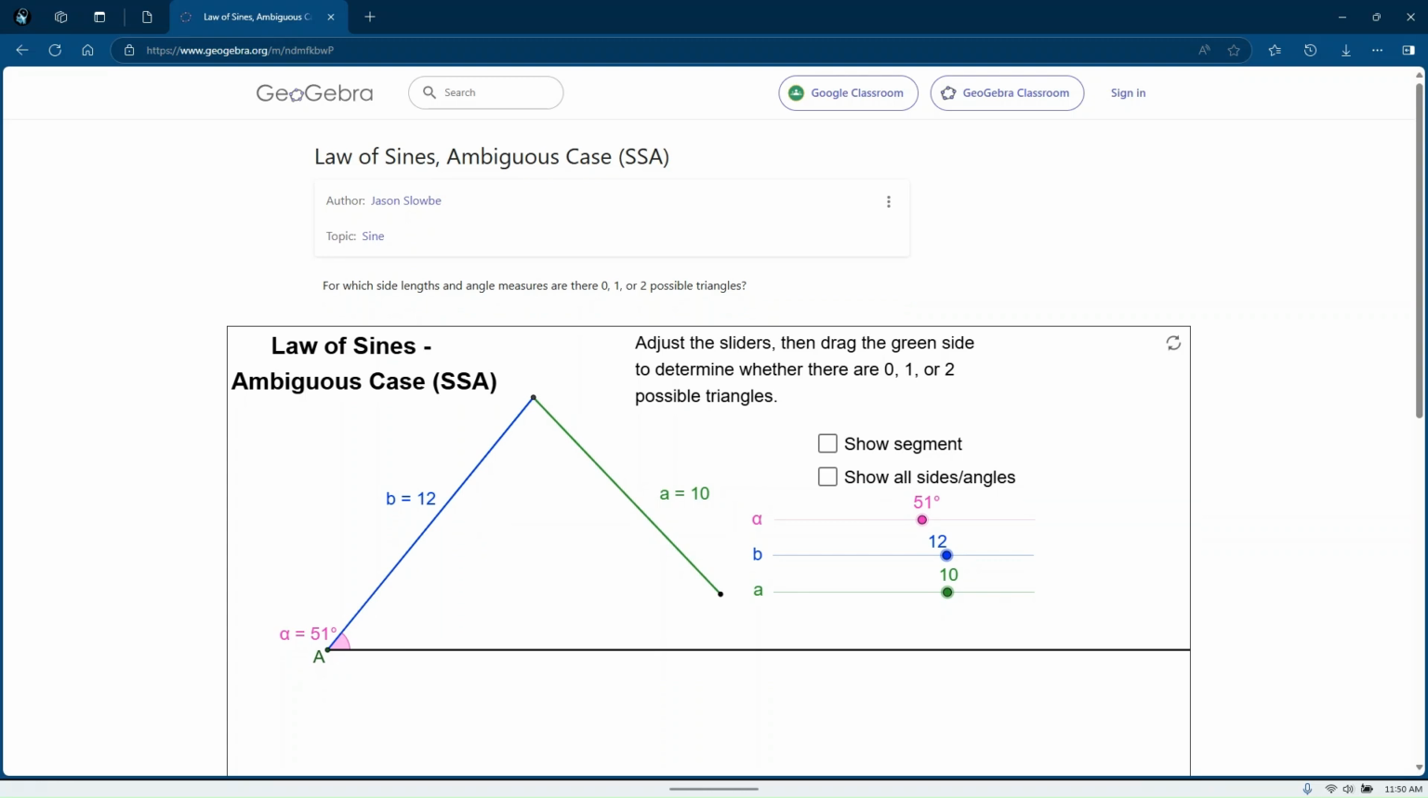So the side-side angle case is a little bit more troublesome than the other cases that we deal with in the law of sines and cosines. Just to explore why that happens with the ambiguous case, let's take a look at this graphing illustration that was created by Jason Slobey, a user on geogebra.org.